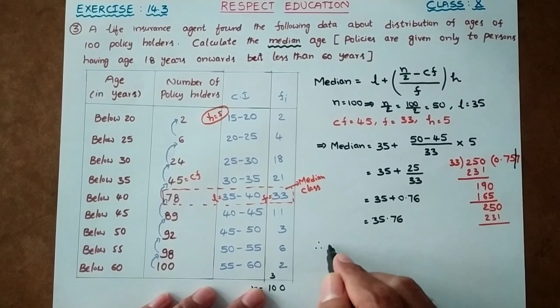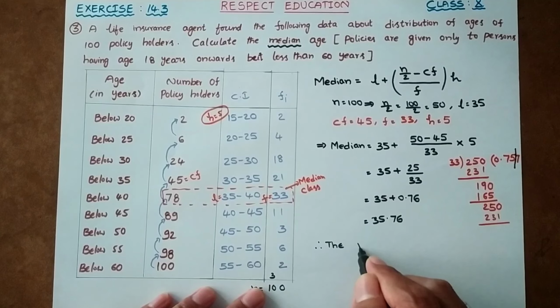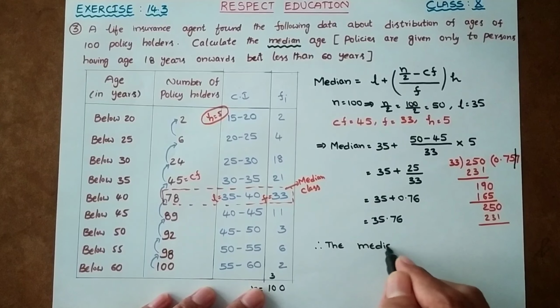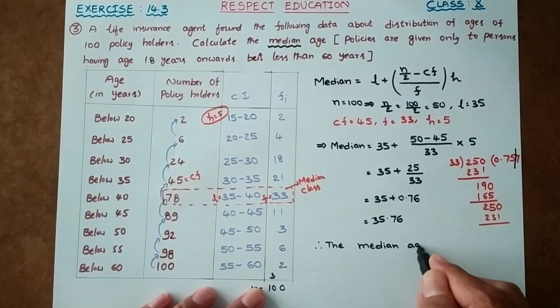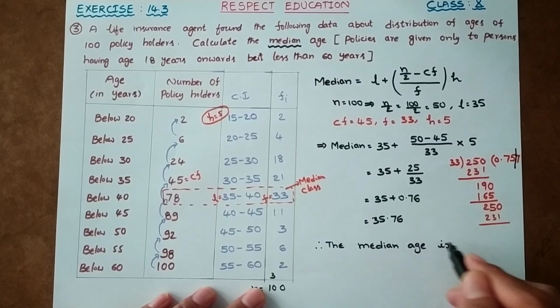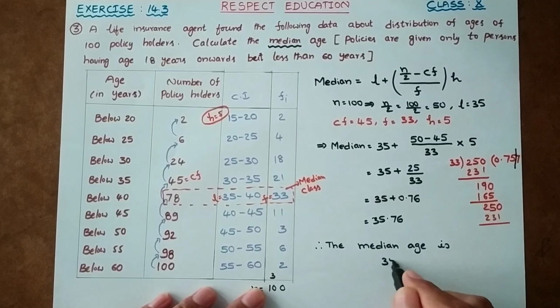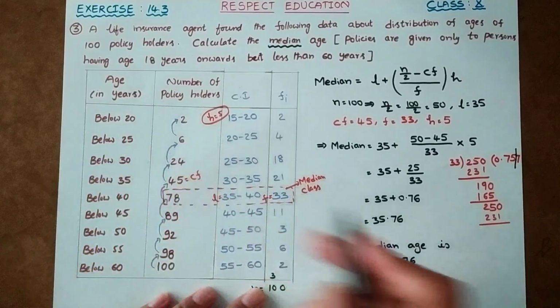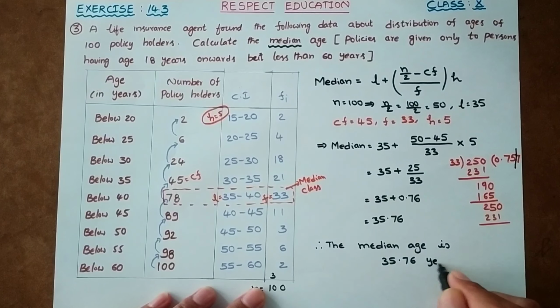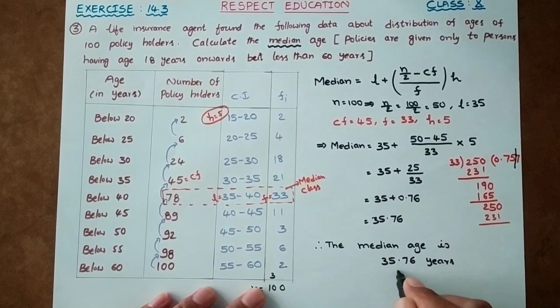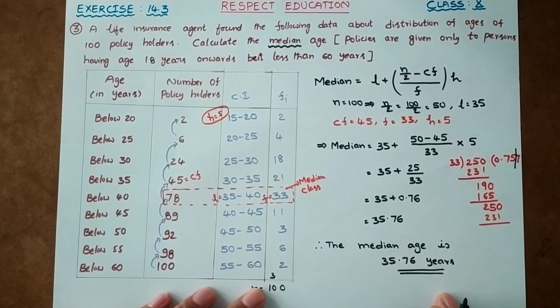Now the question is to calculate the median age. So we can write therefore the median age is 35.76, and in the class interval years is given, so we can write it as years. So with this, problem 3 gets completed.